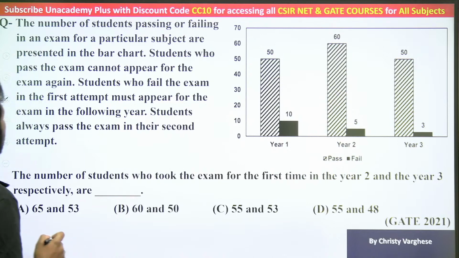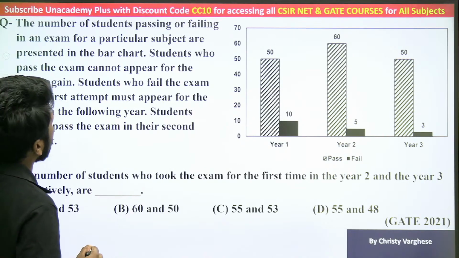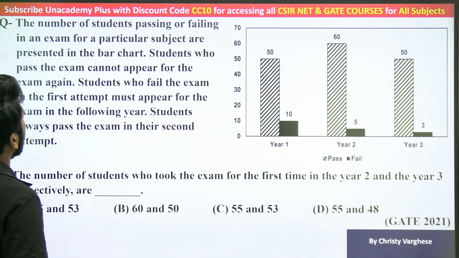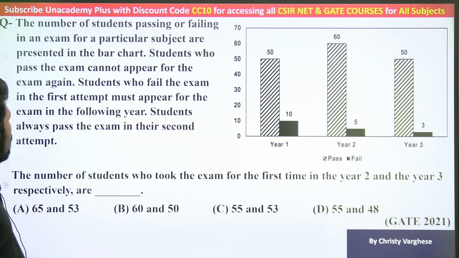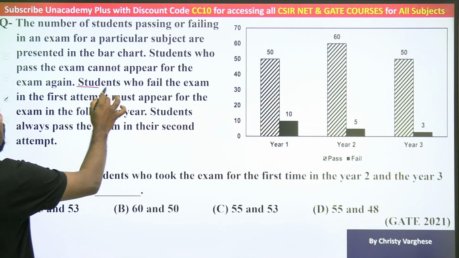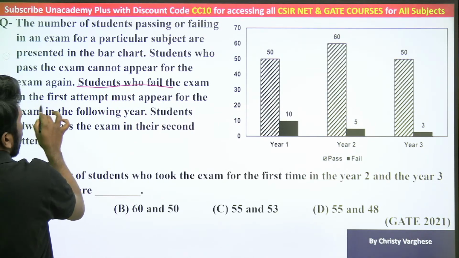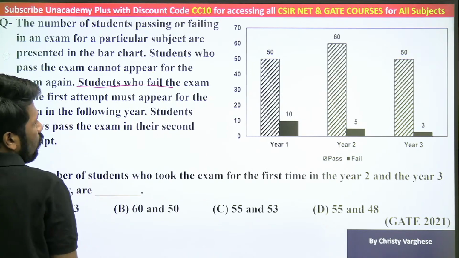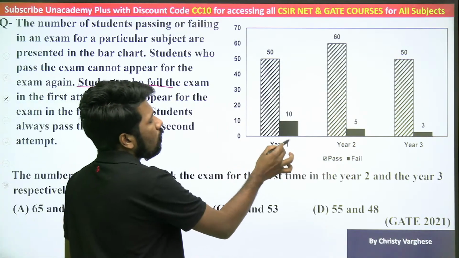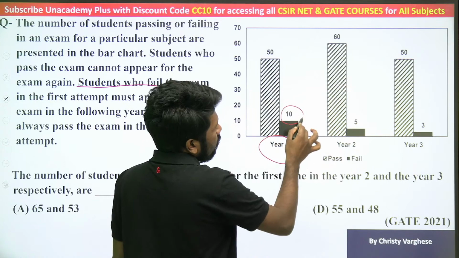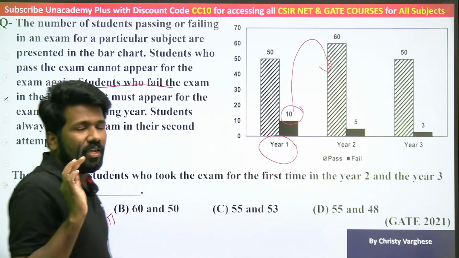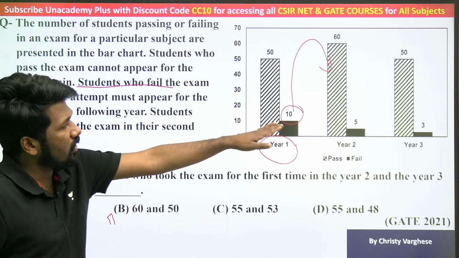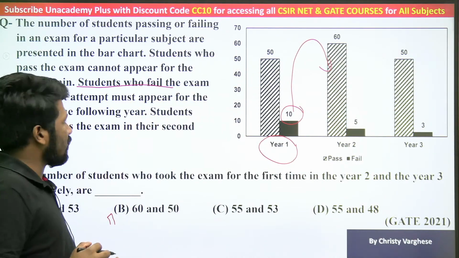Now what the question is telling, students who pass the exam cannot appear for the exam again. Students who pass the exam in the next year, they cannot appear in the exam. But students who fail the exam in the first attempt must appear for the exam in the following year. That means year 1, who all failed? Year 1, 10 people fail. Now all those 10 people are appearing in year 2. That is the meaning. And year 2, who all failed, those 5 people are appearing in year 3.